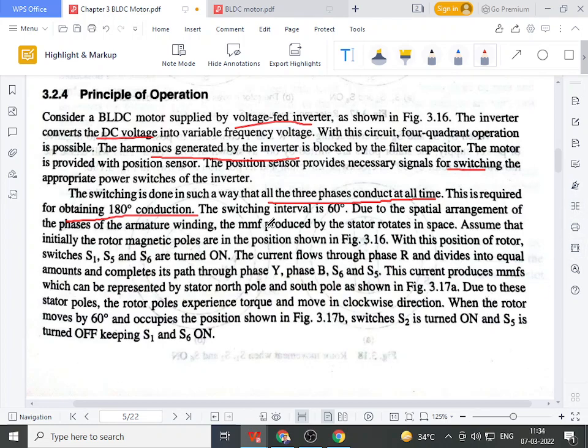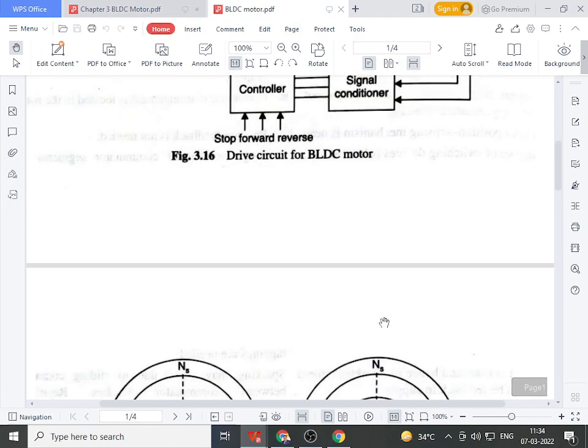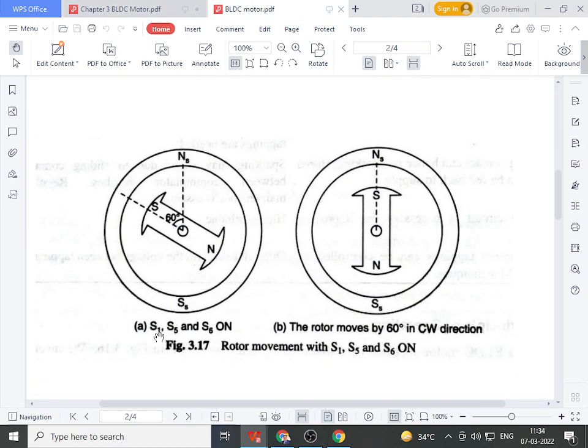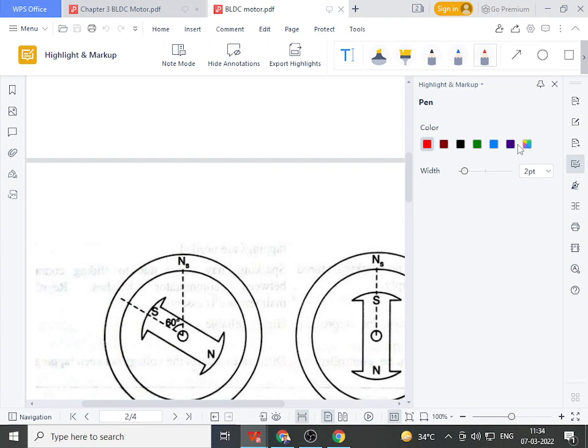Now let us initially consider the position of the rotor shown in figure 3.17a. For this position, the switches S1, S5 and S6 are under turn on condition. Please pay attention: S1, S5 and S6, these three switches are on. We consider only one switching instant, and from this instant we will move forward to the further switching instances. Let's write that particular switching sequence over here.